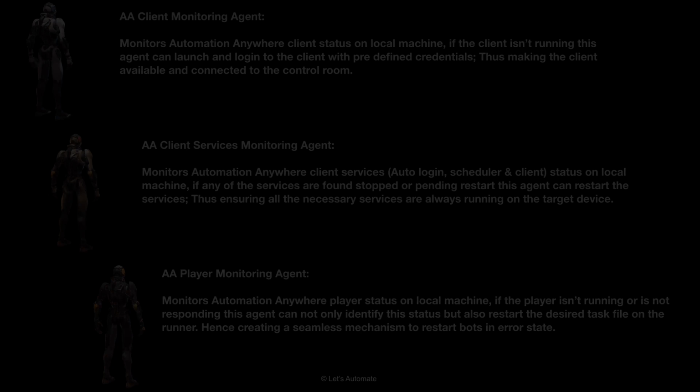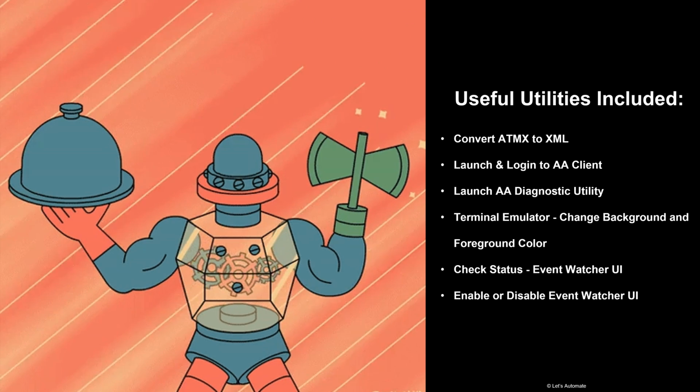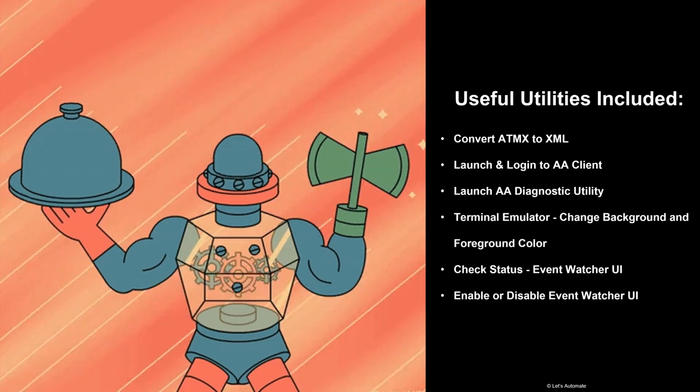Now, a worthy point to mention here: each of these agents has a capability of maintaining a log whenever there is an error. So it can put a timestamp, it can say what error it found. And it also has a capability to send emails, so that way you're notified whenever there is an error on the bot runner.